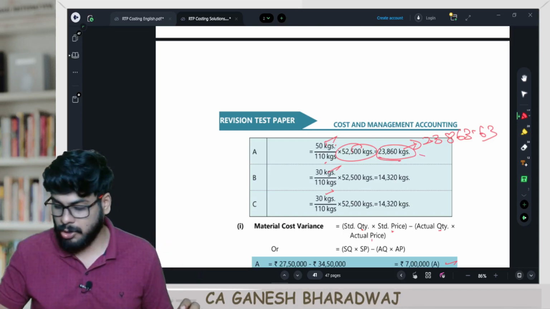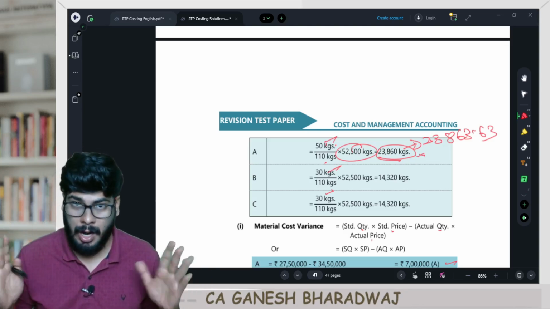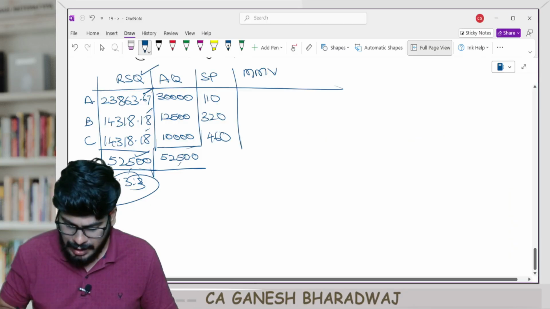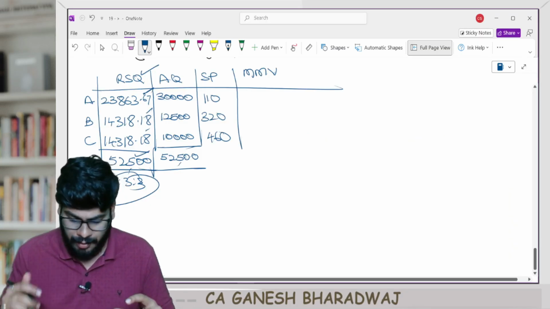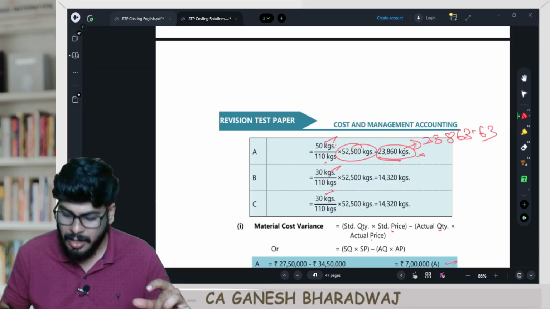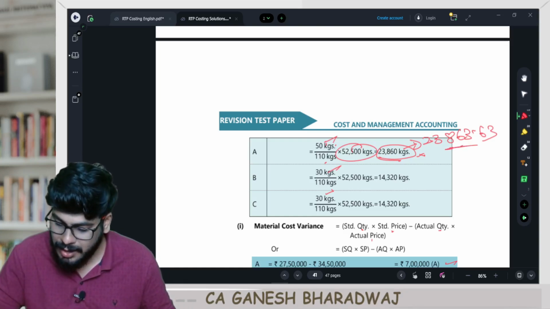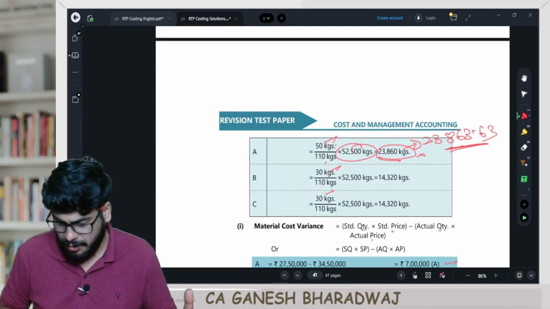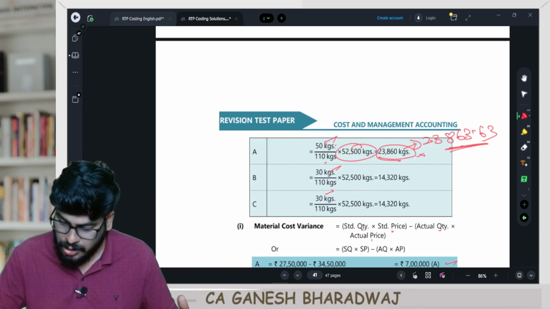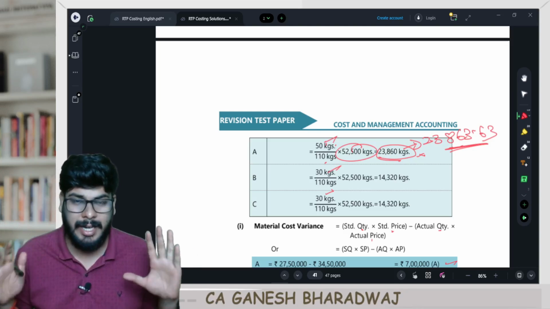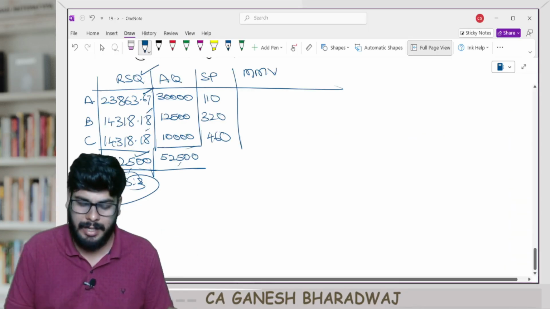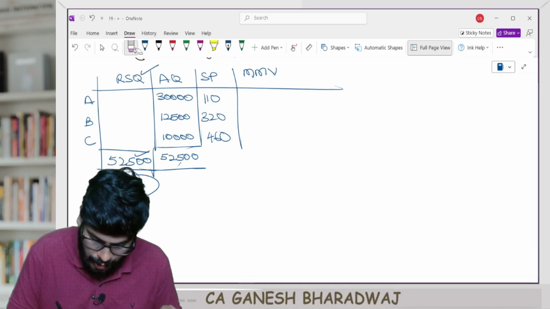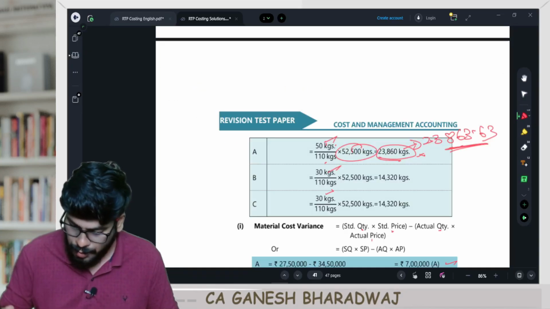Strictly speaking, this is not the way to do it. However, since it has been done in your RTP, I am also following it. That is the reason why I was thinking whether there was some calculation error. What they have done is the institute has rounded it off to the nearest tens. So is it right or wrong? But I'm not getting into that. Very strictly speaking, you need to retain the decimals and do it. But since it has been done like this by ICAI, I am also sticking to what they have done.